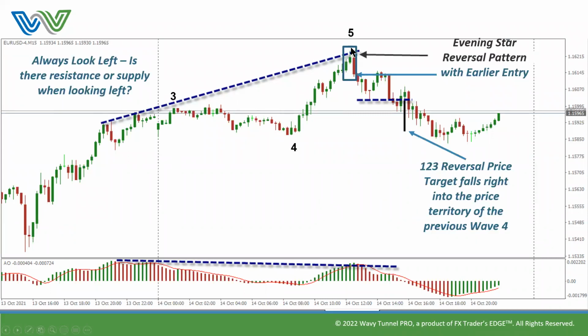Also, when you're finding a top, you want to look for candlestick patterns. This is an evening star reversal pattern. So you can even enter on the candlesticks, and you're always going to be looking left. Is there supply or resistance when looking left? In this case, there would be supply. And now support and resistance. I mixed it up here. I meant to say, is there support and resistance or demand and supply?